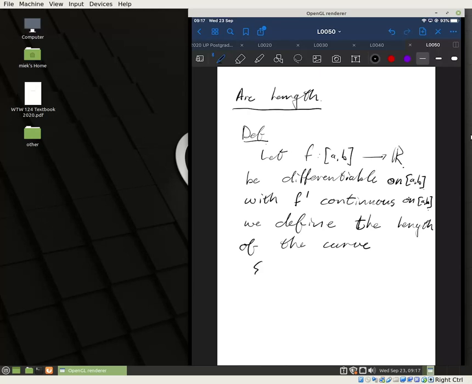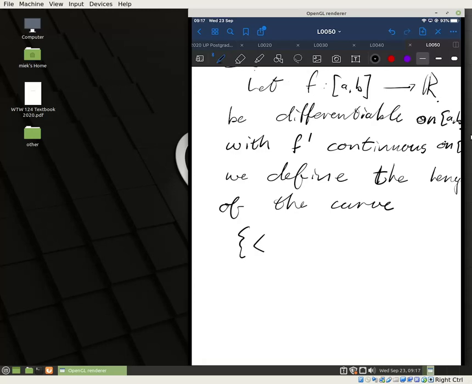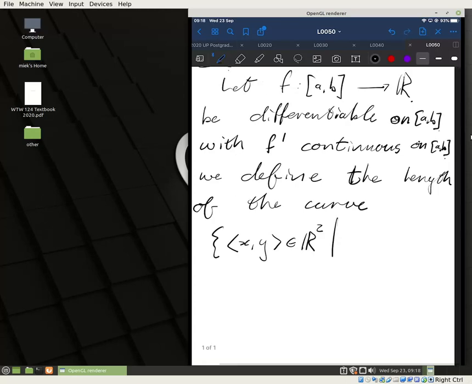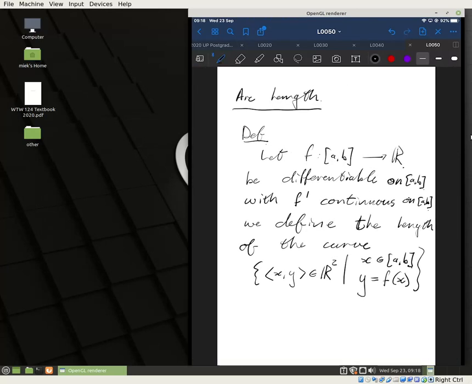And let's give explicitly a definition of the curve. Remember, what is a curve? A curve is a set of points in the plane. So the curve is the set of points, all the points x, y, with the x coordinates in the closed interval AB, and the corresponding y coordinate equal to the function value. So this is just the graph of the function f on the interval AB.